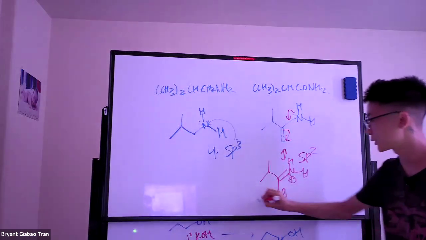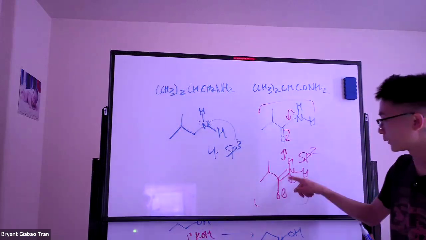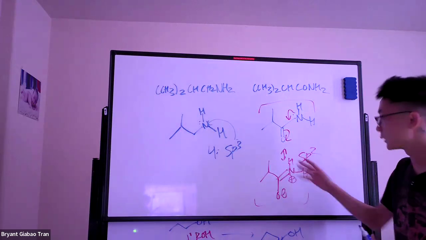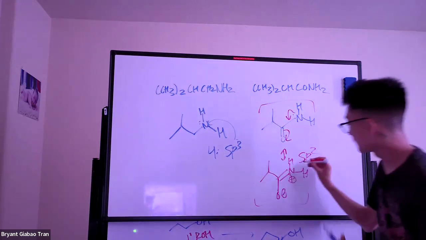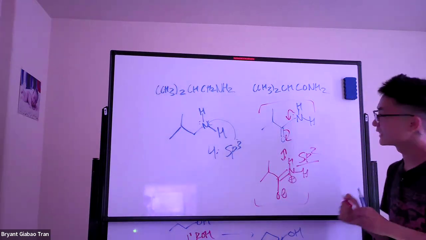Where we see this resonance structure here, the nitrogen has 3 bonding groups attached to it. 1 double bond, 1 single bond, and another single bond there. That's 3 total. No pairs of electrons, sp2. And it prefers to be sp2 over sp3 to allow for resonance.